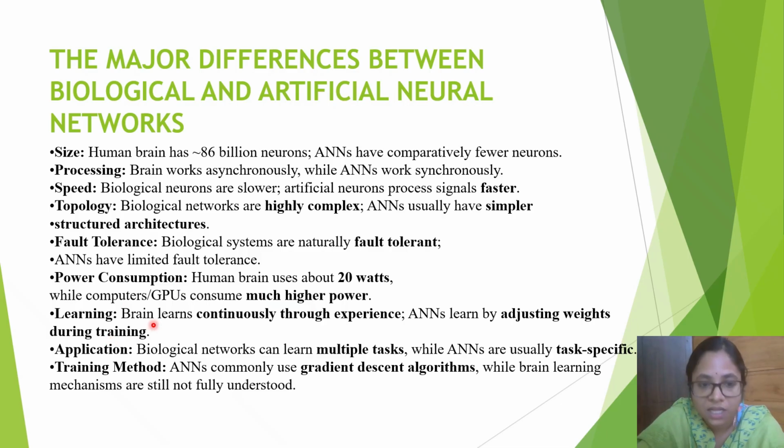In power consumption, the human brain uses about 20 watts, while computers or GPUs consume much higher power. Learning: the brain learns continuously through experience, while ANN learns by adjusting the weights during training. Application: biological networks can learn multiple tasks, while ANNs are usually task-specific. Training methods: ANNs commonly use gradient descent algorithms, while the brain's learning mechanisms are still not understood. These are the major differences between biological and artificial neural networks. Thereby, the ANN is inspired by biological neurons.